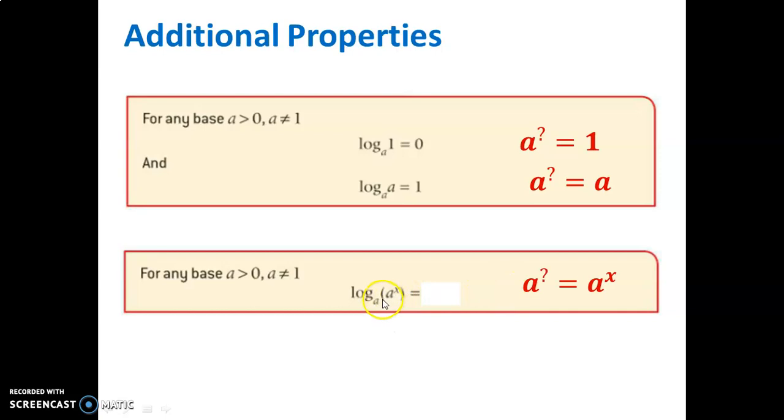This time you're thinking a to some power equals a to the x. Well, to get these to be equal to each other, this exponent must be an x, therefore that equals x. A to the x equals a to the x. These are additional properties of logs you should be aware of.